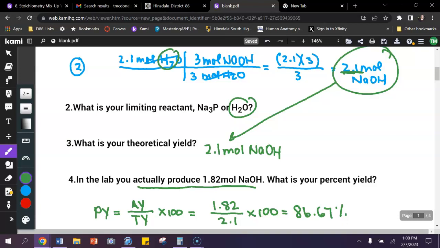And that's how you would do a problem where you need to find the limiting reactant and then use your calculations to answer some questions about what it means.